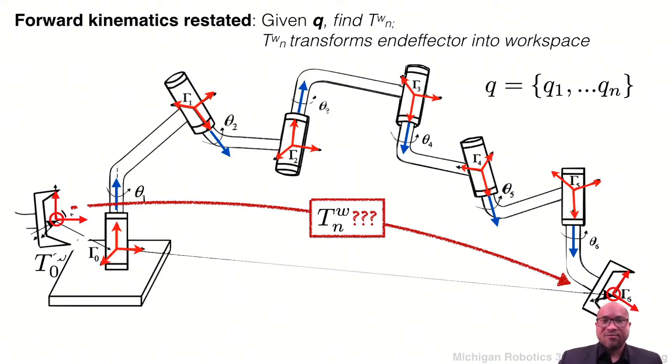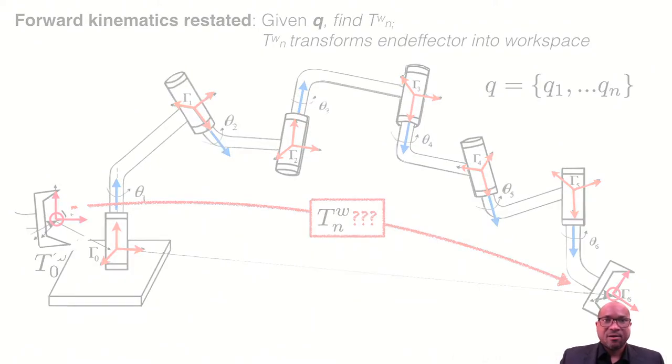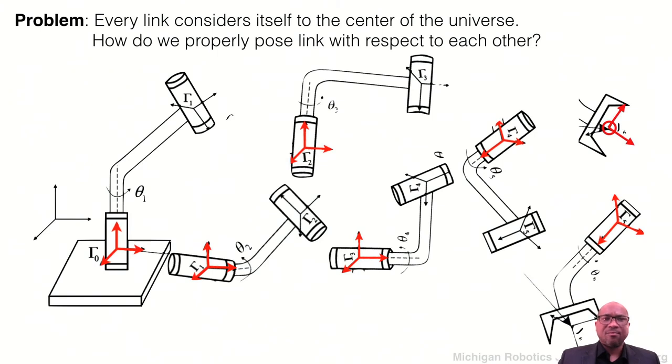So we can essentially align all these frames together, position them in their proper configuration. The problem that we have is that every link considers itself to be the center of the universe. Every frame has its own origin and considers that origin to be the center of the world. But how do we get these origins to these frames to work together so that we can actually pose all of these systems the right way?